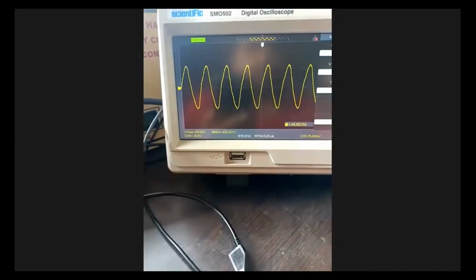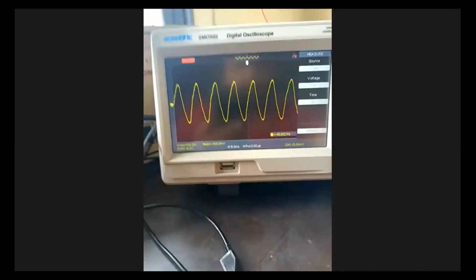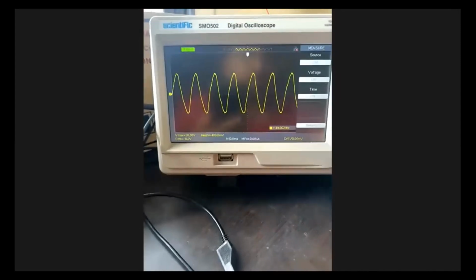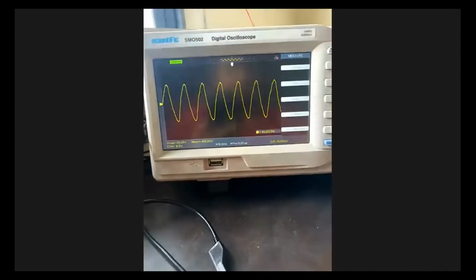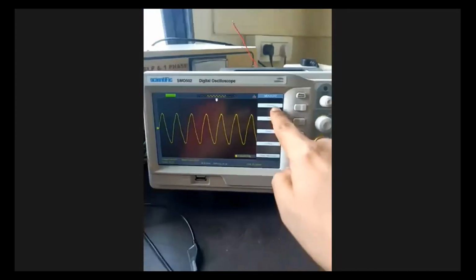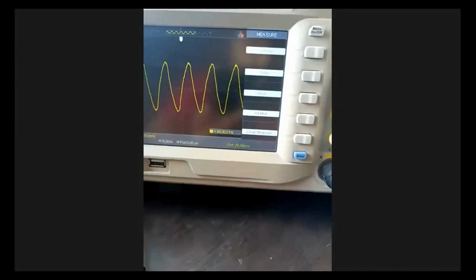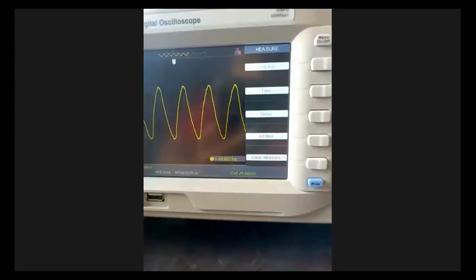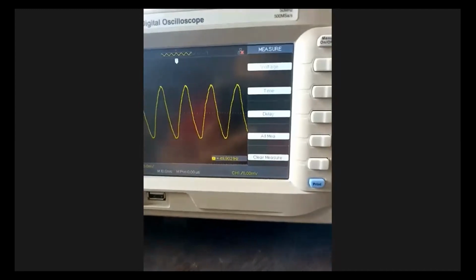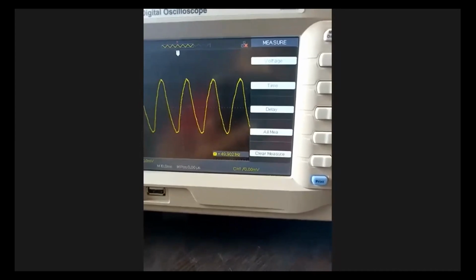Okay. Here a run option is there, or a stop option is there. And here the measure option is there. We can press the measure button here now. What is it displaying here? What is it showing? Voltage, time, delay, all measurements.